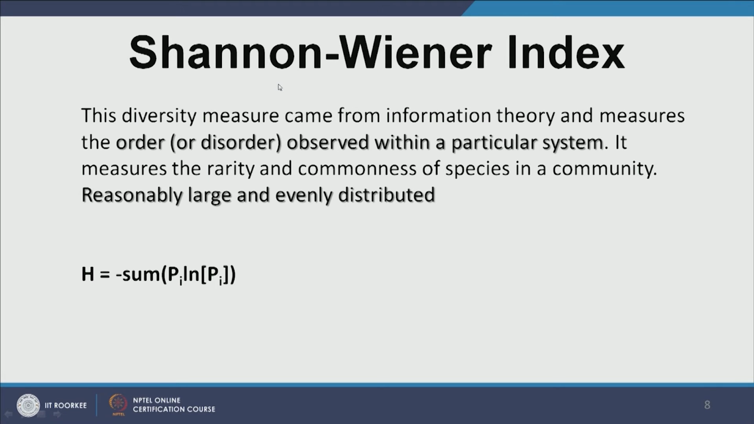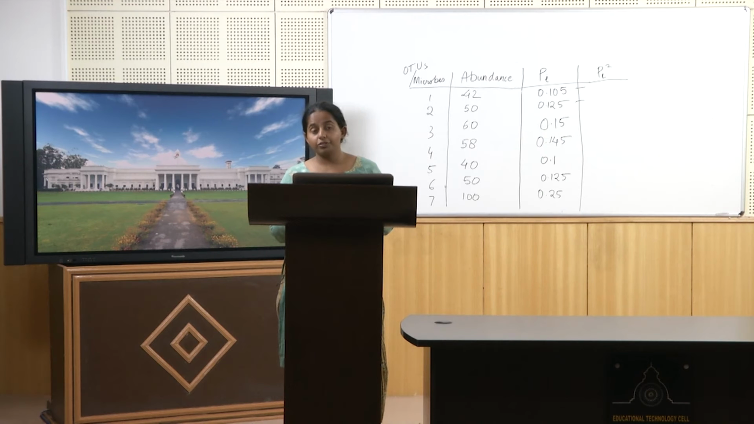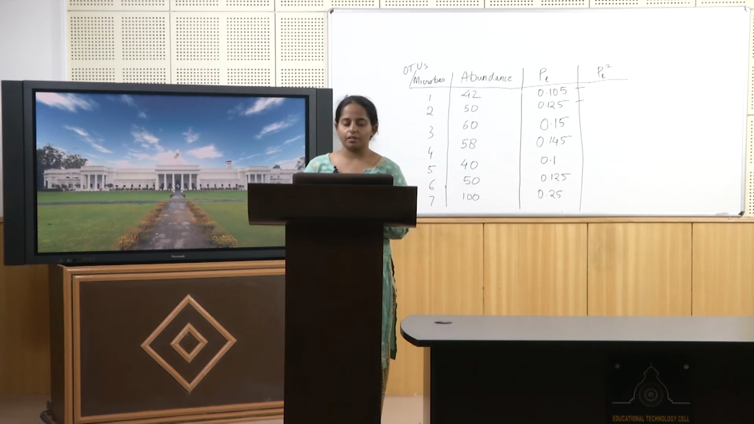So this diversity measure has come from information theory and it measures the order observed within a particular system. So it measures the rarity and commonness of a species in a community, and it accounts for both richness and evenness, giving more importance to evenness. So what it will look like, H is equal to minus summation of pi log pi, and I have used natural log. Some people use logarithm with base 10, which is also okay.